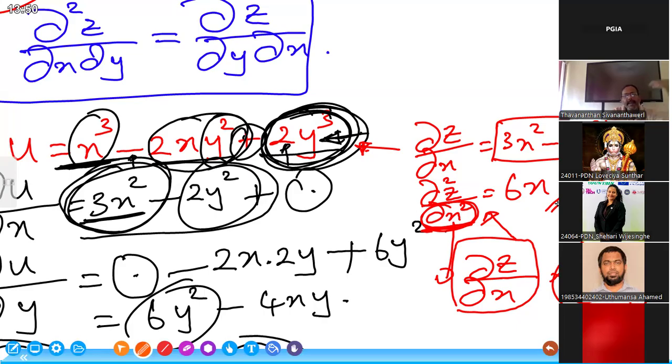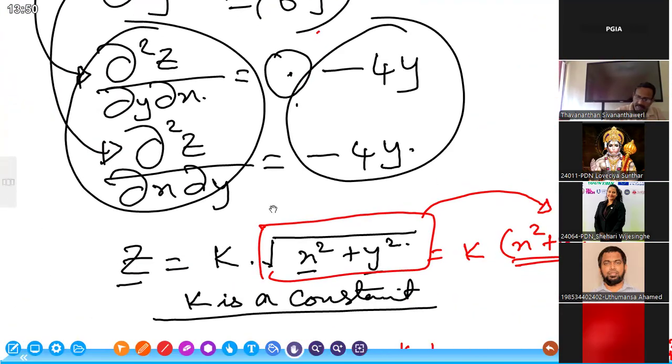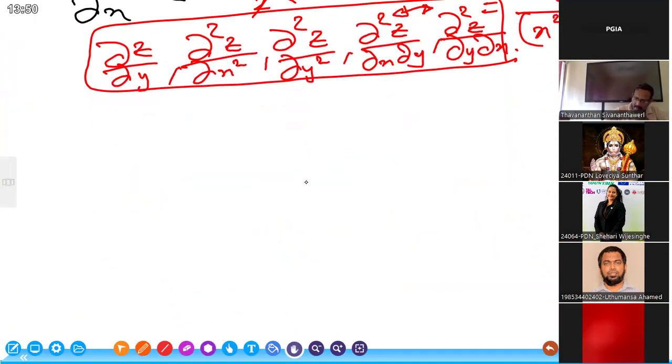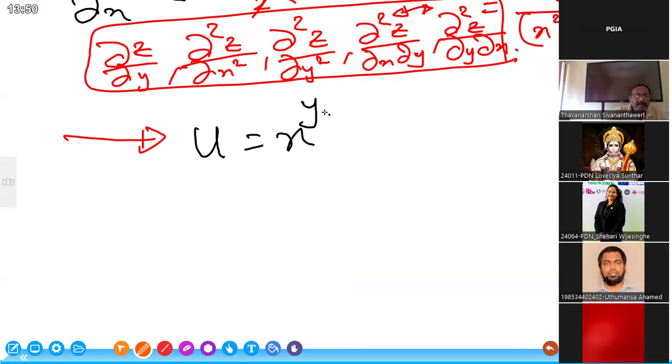So it is true for y also. Daba square z by daba y square. The story is same. All right. Look at this. Another example. Let's say u is one variable, x is another variable, y is third variable. So three variables are involved, u, x, and y. How to differentiate this?